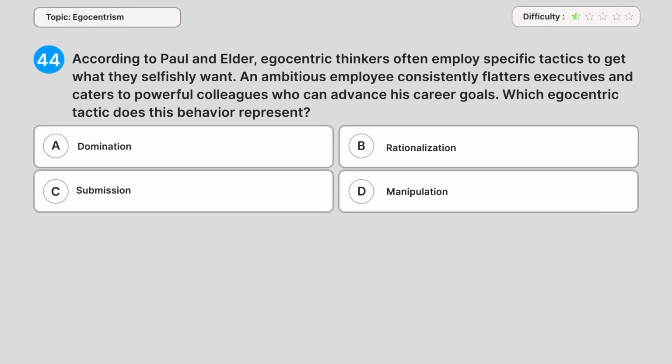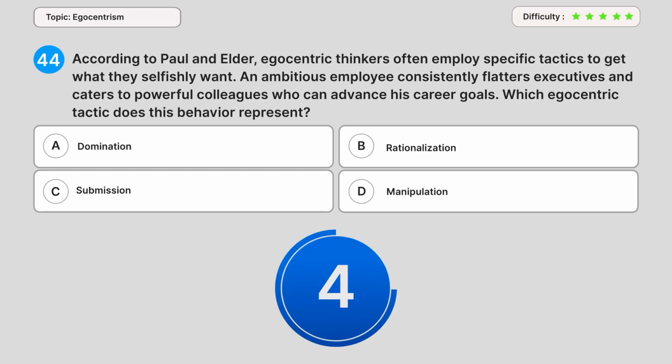44. According to Paul and Elder, egocentric thinkers often employ specific tactics to get what they selfishly want. An ambitious employee consistently flatters executives and caters to powerful colleagues who can advance his career goals. Which egocentric tactic does this behavior represent? A. Domination. B. Rationalization. C. Submission. D. Manipulation. Do you know the answer?